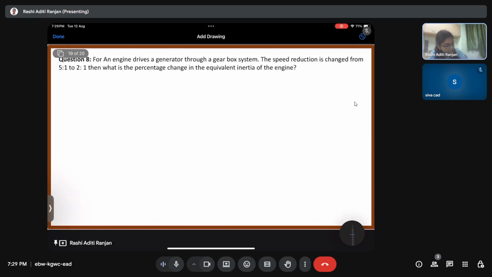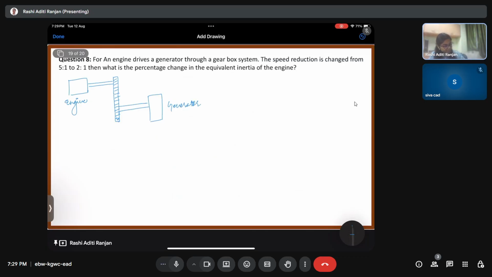See, we have an engine that goes like this. Then we have a gear system over here. This is the generator. Okay.